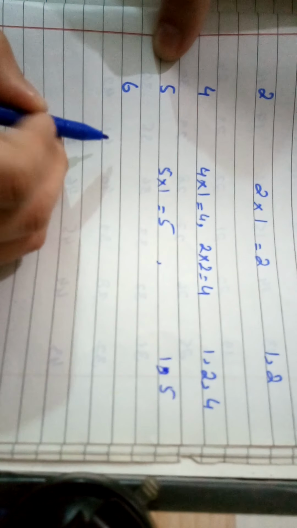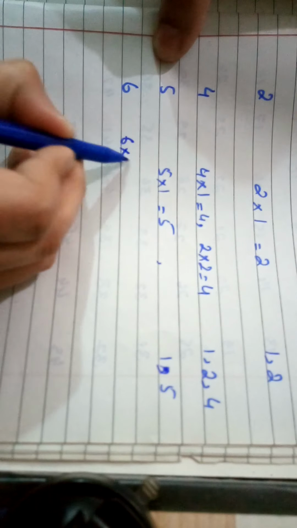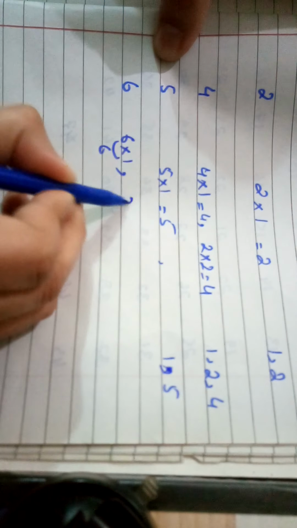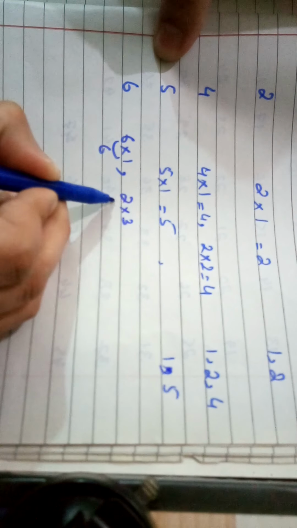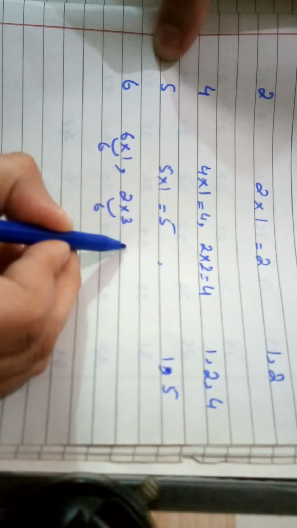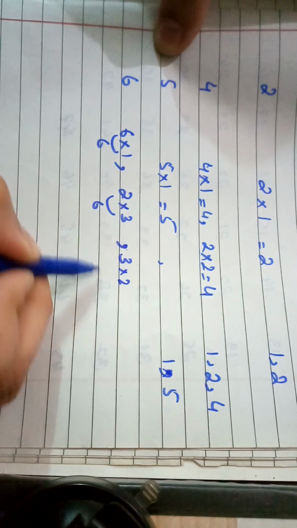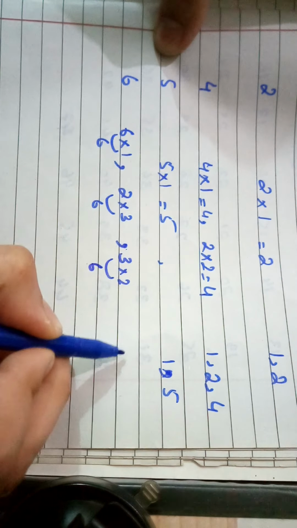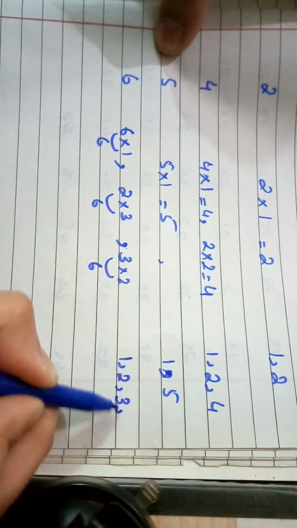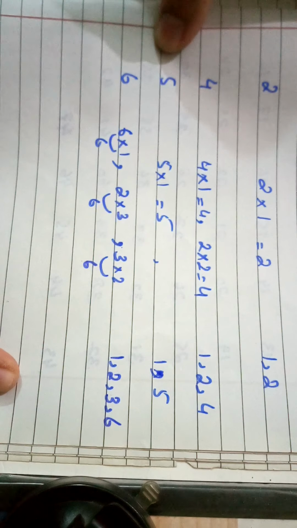Now make the factors of 6. 6 multiplied by 1 is 6. 2 multiplied by 3 is again 6. And 3 multiplied by 2 is the same pair, so again we have 6. The factors of 6 are 1, 2, 3 and 6.